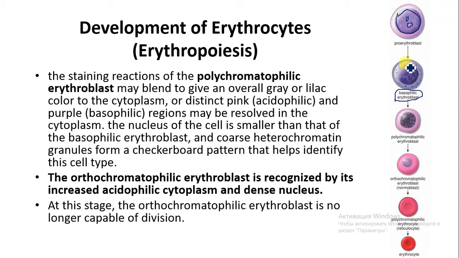Once again, the proerythroblast creates a lot of nucleoli, and these nucleoli will produce ribosomes. And when the ribosome amount is very high, we can name it a basophilic erythroblast because of the basophilia of its cytoplasm.